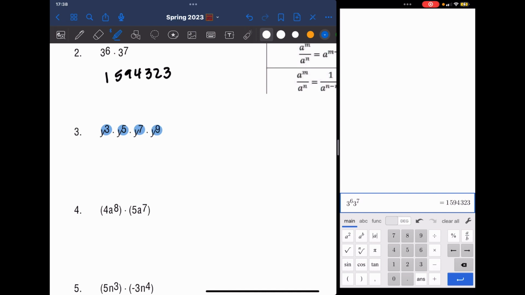Example 3, we can only add the exponents. So we keep the base, and we can only do this when the base is the same. So it's going to be 3 plus 5 plus 7 plus 9. So I have y to the 24th.